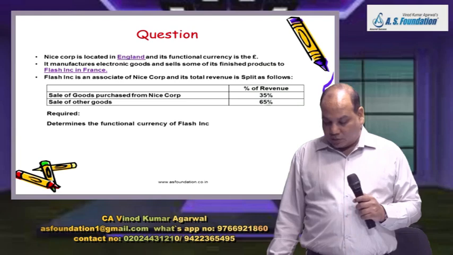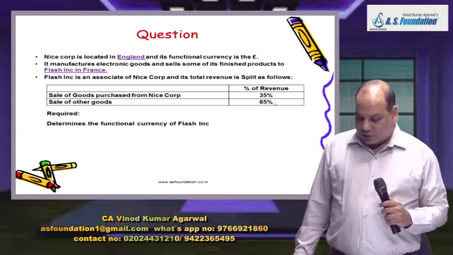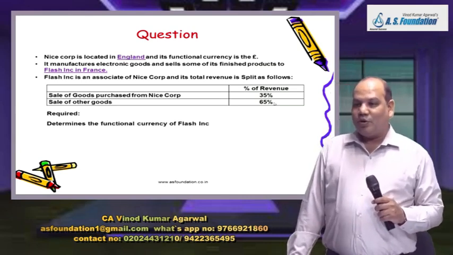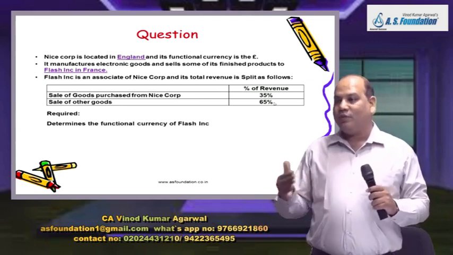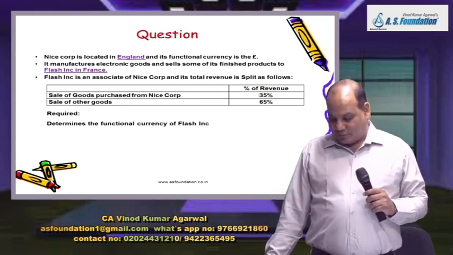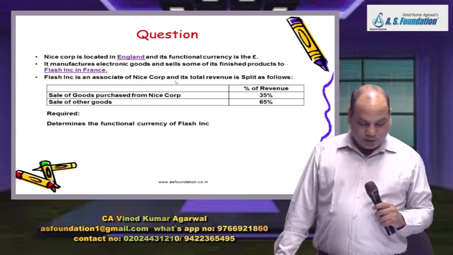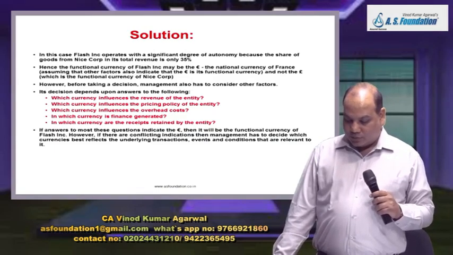If you look at the numbers only, then 65% seems to be higher. But 35% cannot be said to be a small percentage also. The standard does not say more than 50%. So this is a conflicting indicator. But this question has not given us detailed information, so then you have to apply your judgment and come to a conclusion.